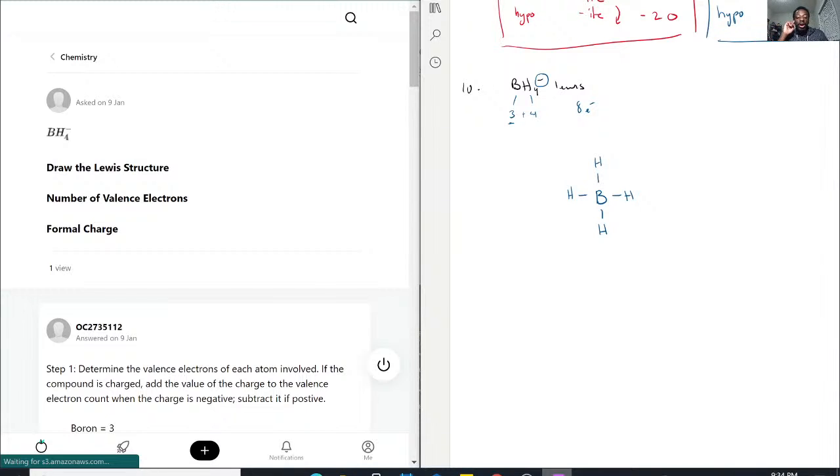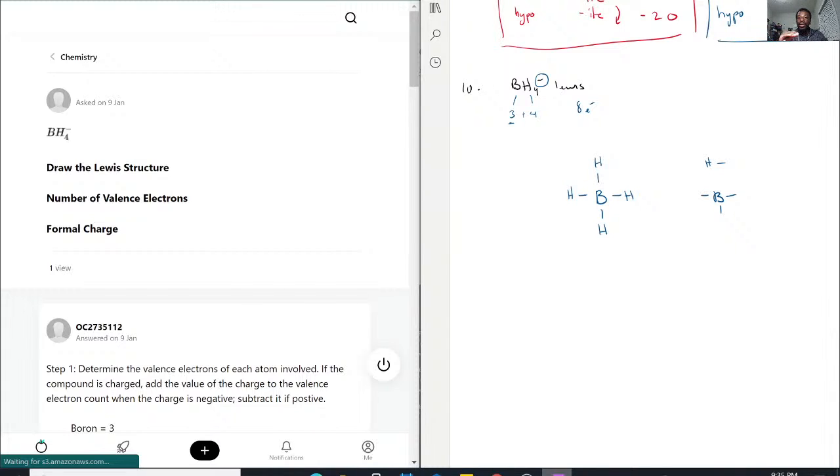But what is the formal charge here? The formal charge for hydrogens, when it just has 1 bond, is going to be 0. So all the hydrogens have a charge of 0. Boron, because it typically has 3 valence electrons, would be a net charge of 0 here. But as you can see, that's not what the boron is doing. The boron has 1 more extra bond.